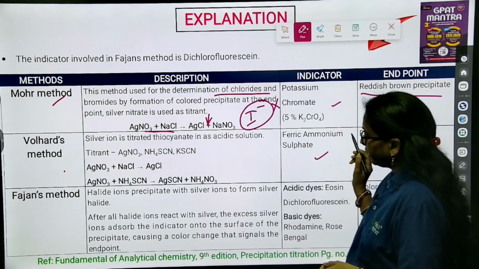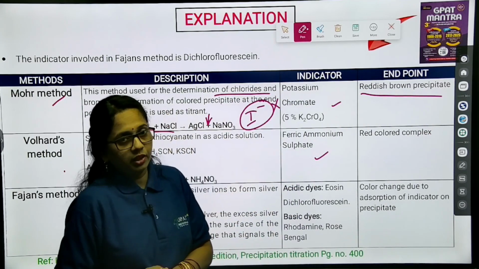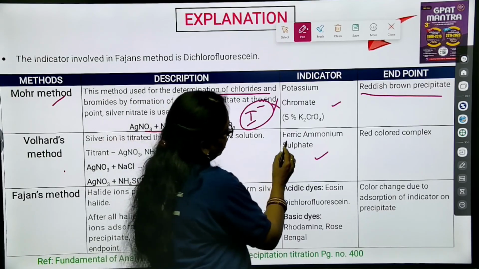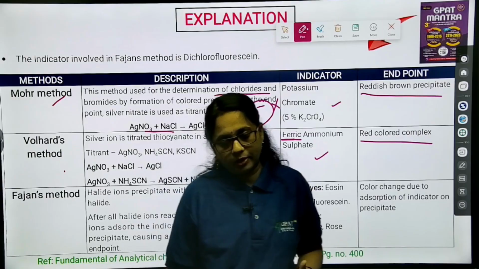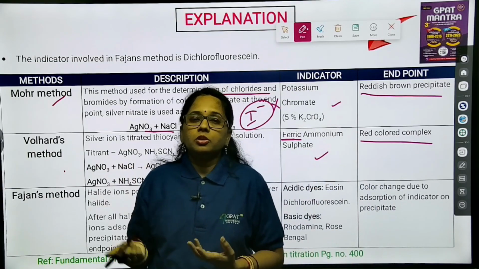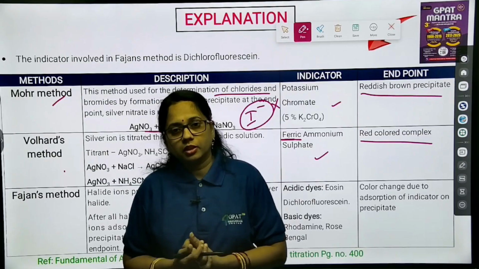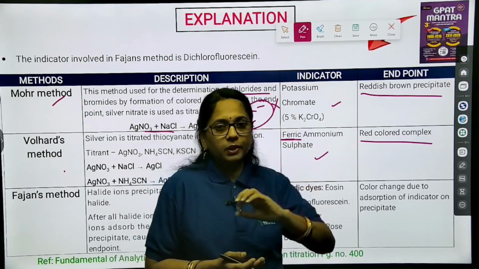And in this, iron containing indicators like ferric ammonium sulfate are going to be used, which will produce a red color complex. That means we are going to estimate the endpoint by using these ferric containing indicators, which will produce the red colored complex at the endpoint.